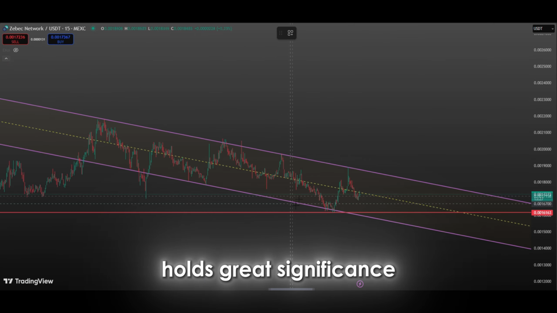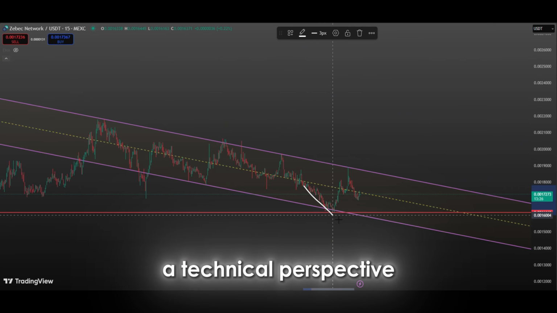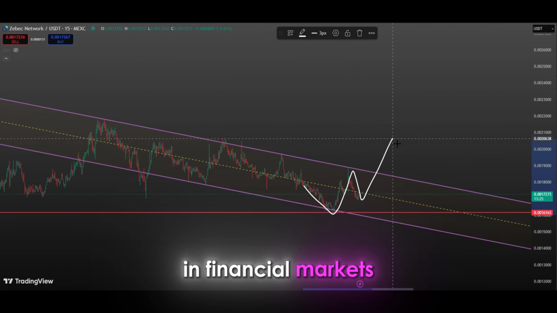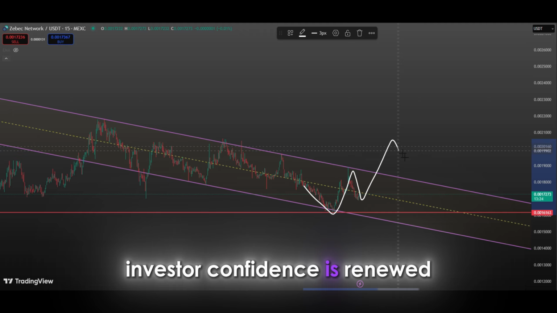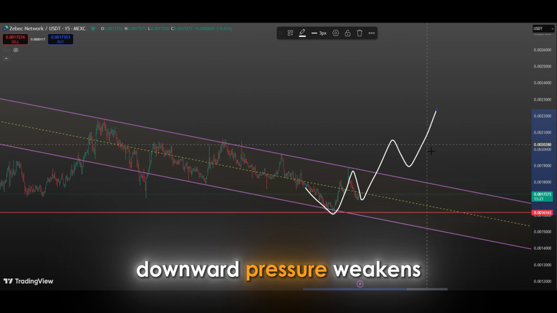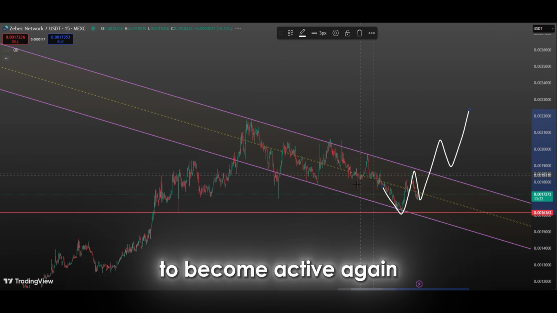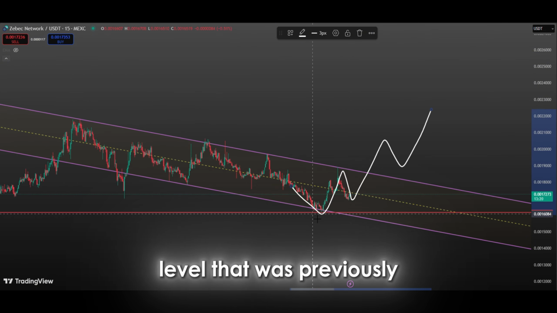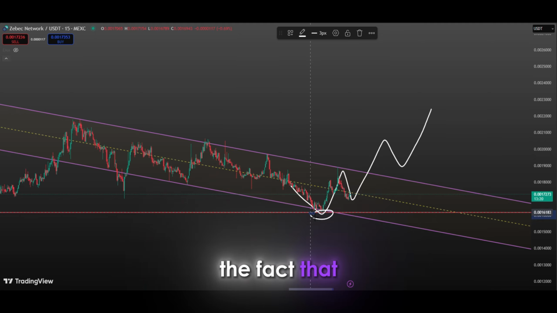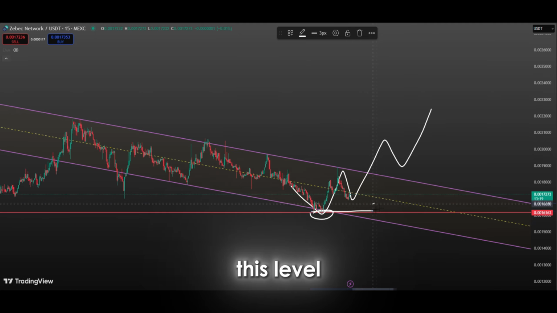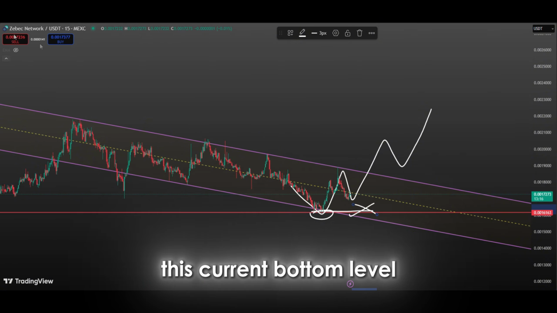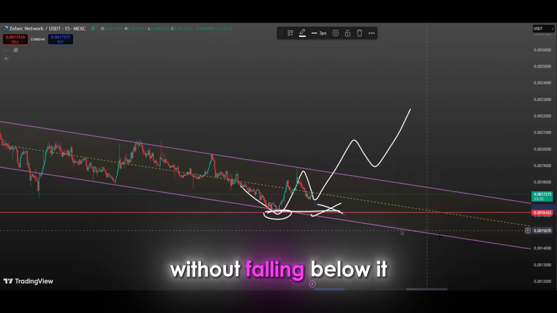This zone holds great significance not only from a technical perspective, but also in terms of market psychology. In financial markets, bottom levels are known as areas where investor confidence is renewed, downward pressure weakens, and buyers start to become active again. Currently, the price is trading near a level that was previously tested. However, the fact that the price did not break below this level upon its second approach can be seen as a very encouraging sign.